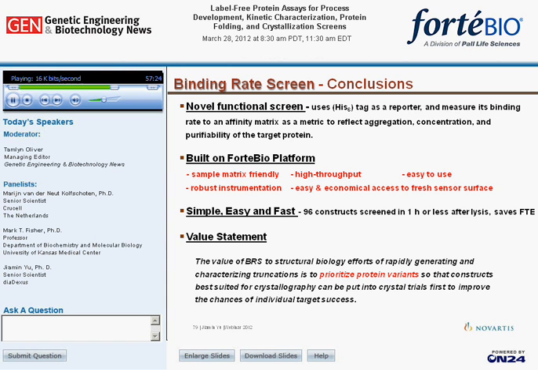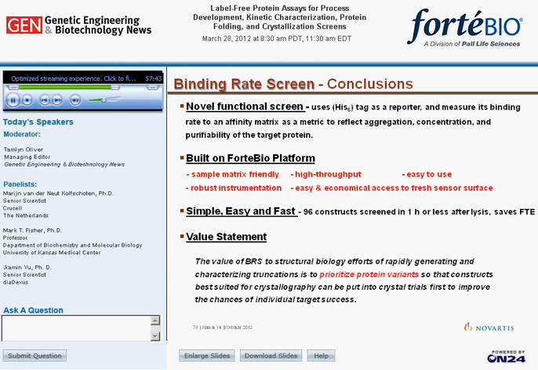The method is built on the ForteBio platform, which is very robust. The instrument is sample matrix friendly, high throughput, and very easy to use. And the cost of each biosensor is expensive, but I do believe you save much more on FTE and resources.